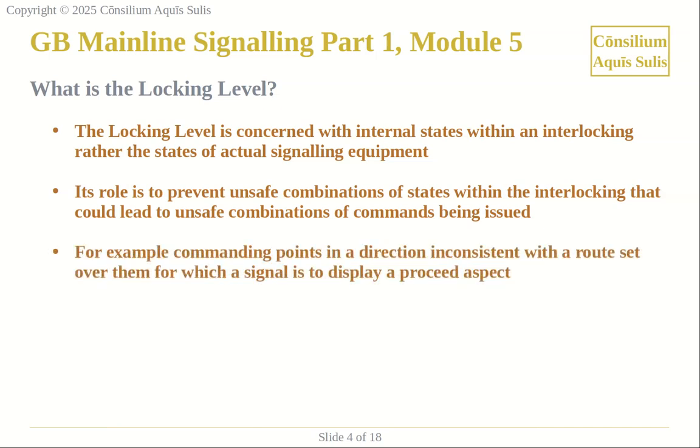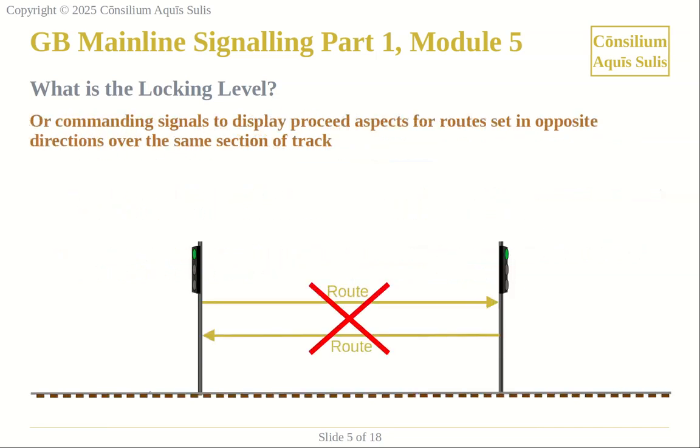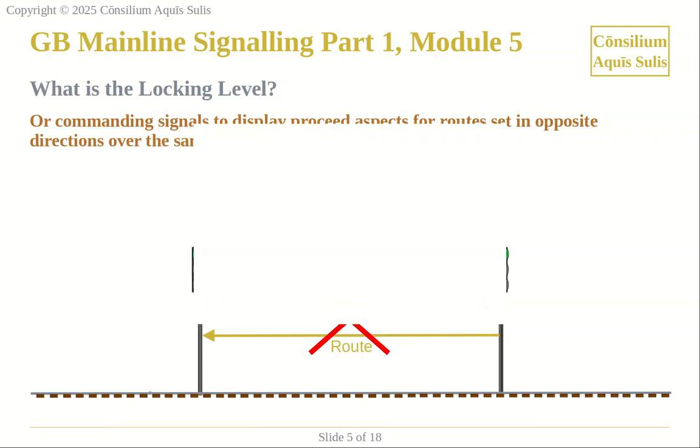For example, commanding points to move in a direction that is inconsistent with a route set over them for which a signal is to display a proceed aspect, or setting routes in opposite directions over the same piece of track that signals could then be authorized to display proceed aspects for.